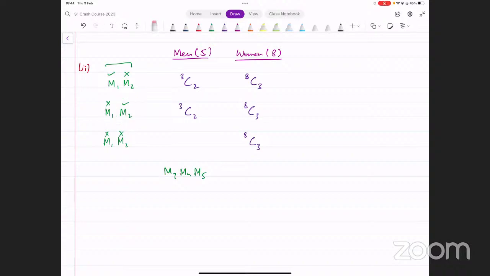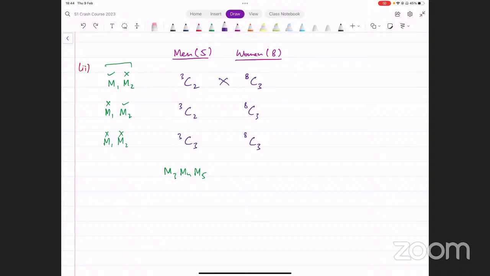If both of them are not selected, that means we have 3 people left. Out of those 3, we have to select all 3. So the number of ways for doing this is going to be 3C3. So the first option is 3C2 multiplied by 8C3, because we're saying we are selecting 2 out of 3 people and 3 out of 8 of these people.